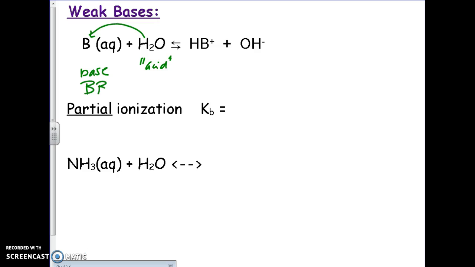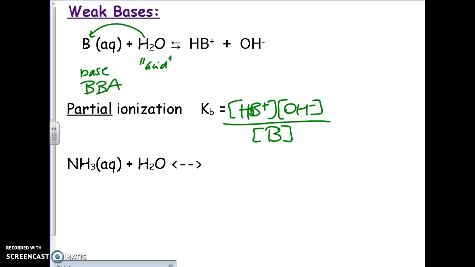So that's our base, right? It's the acceptor of the hydrogen ion, leaving HB plus with a plus charge from the proton, and then hydroxide being produced. So to write the expression, we take our concentration of products over our concentration of reactant. And that water is pure liquid, so we ignore it.